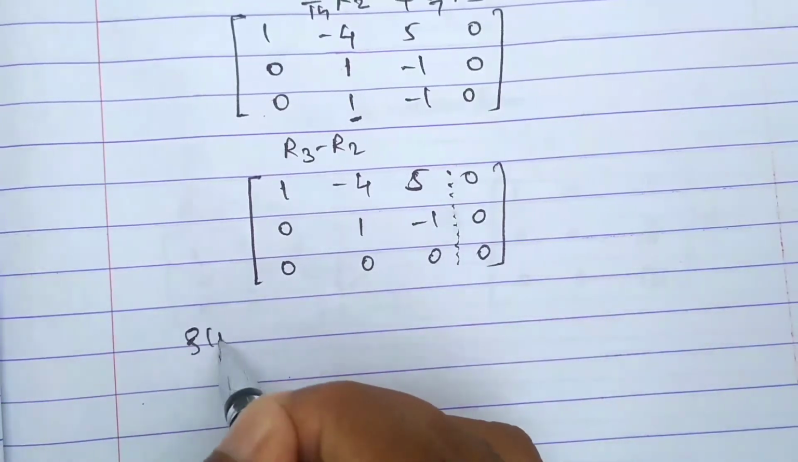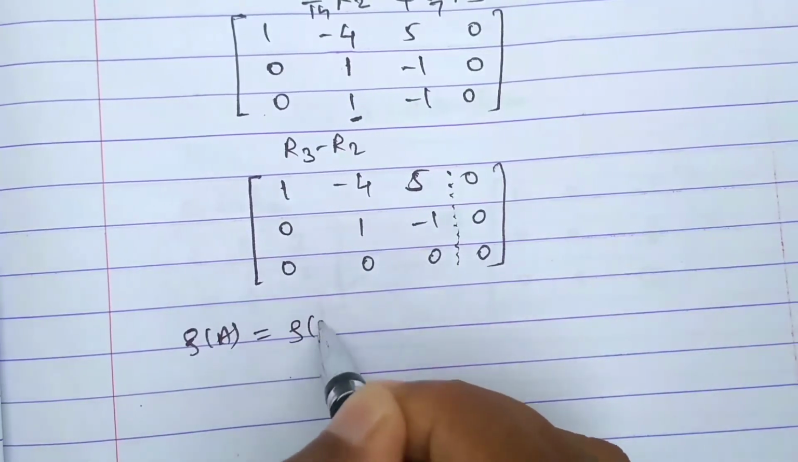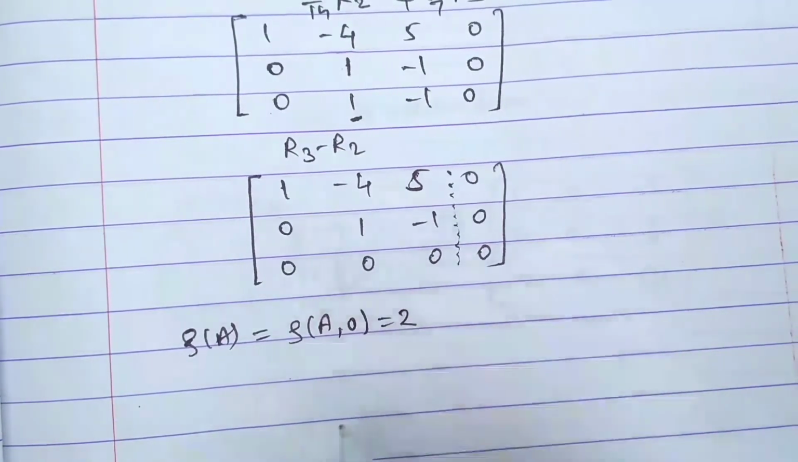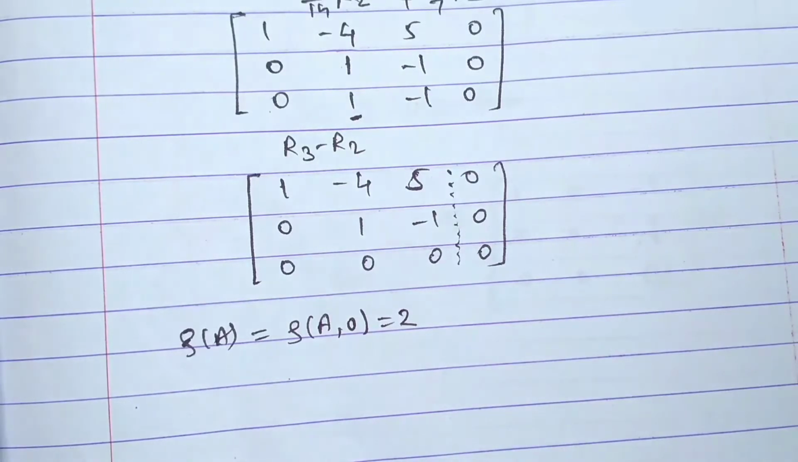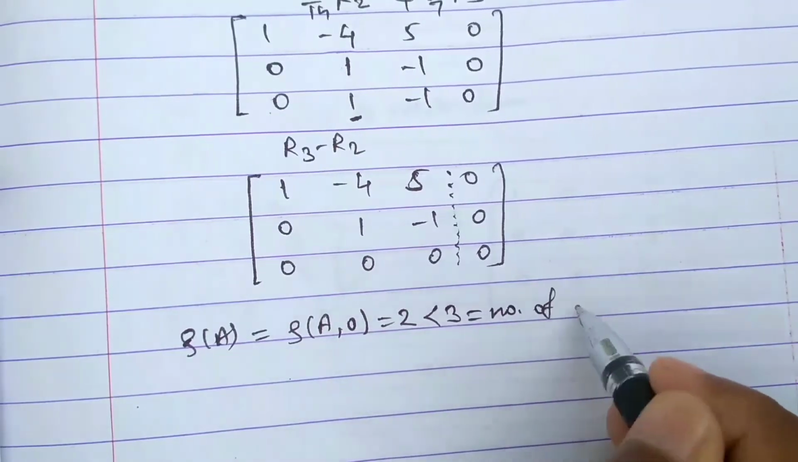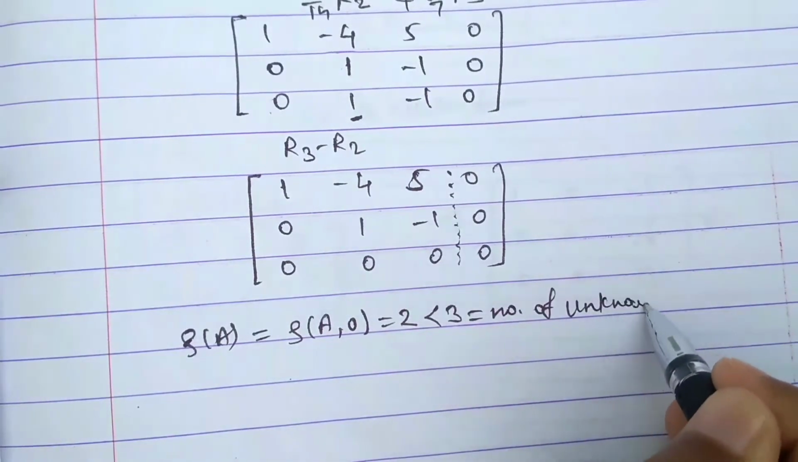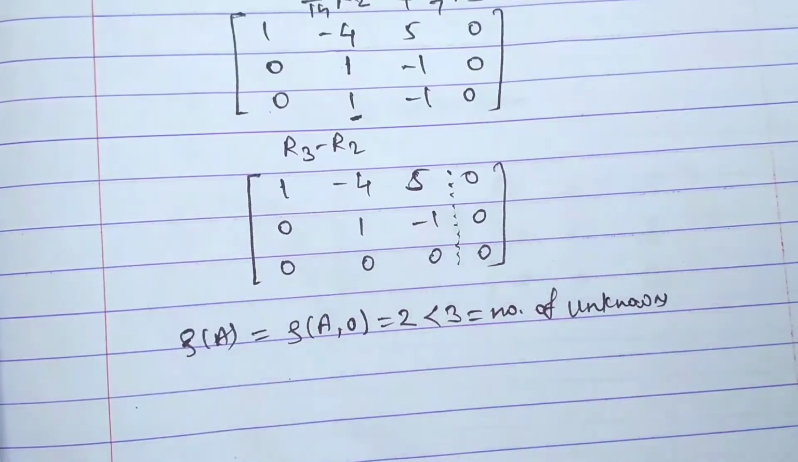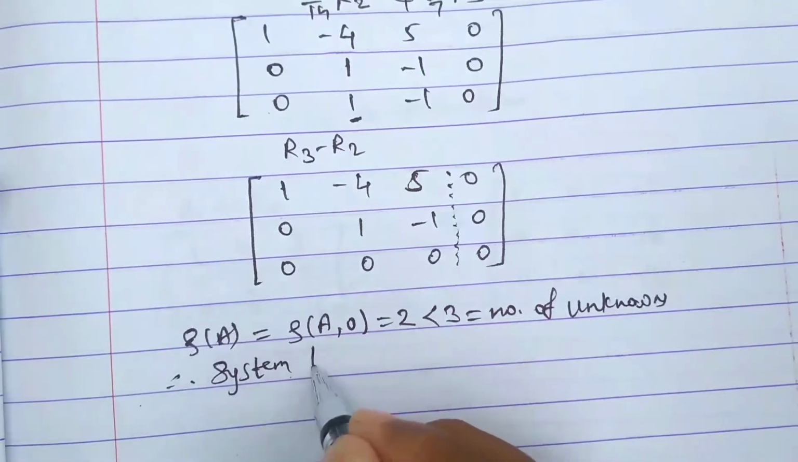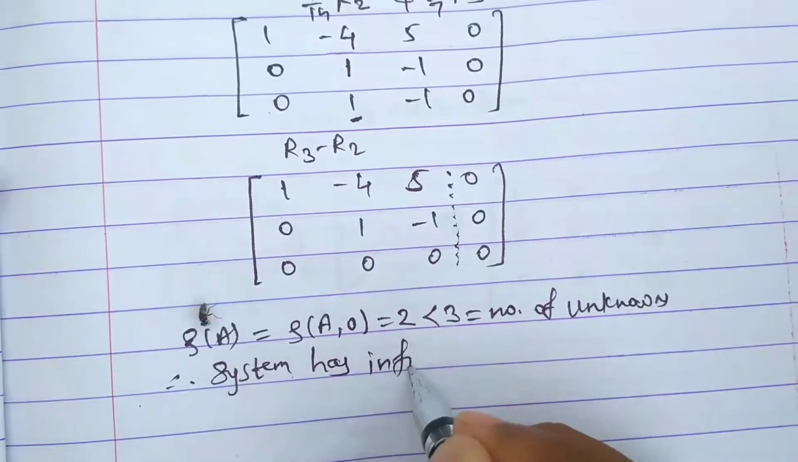So here the rank of A is equal to the rank of the echelon formed matrix or augmented matrix A comma 0, it is 2. And how many unknowns are there in this example? There are 3 unknowns x, y, z. So 2 is less than 3, that is the number of unknowns. Therefore this system has infinitely many solutions.